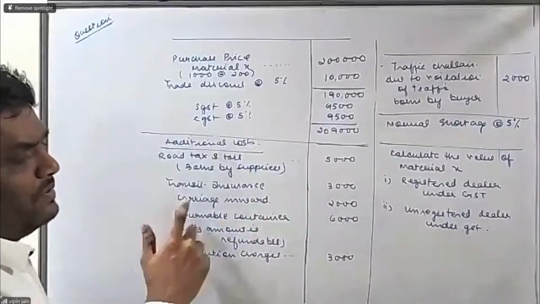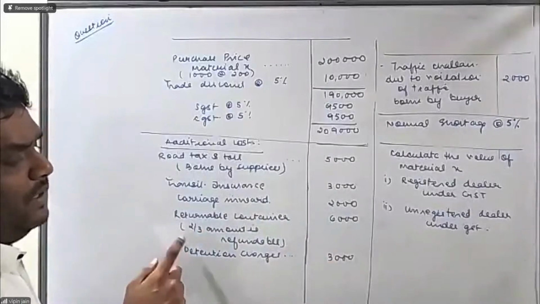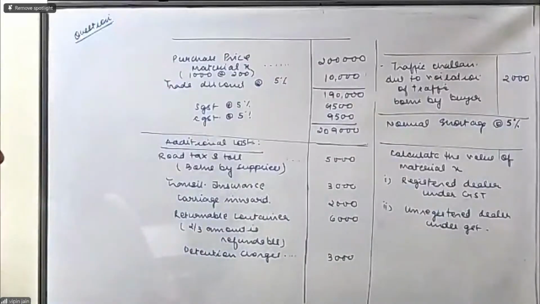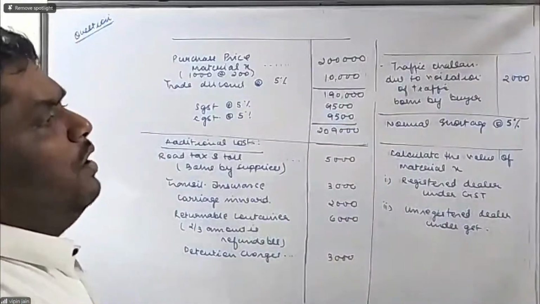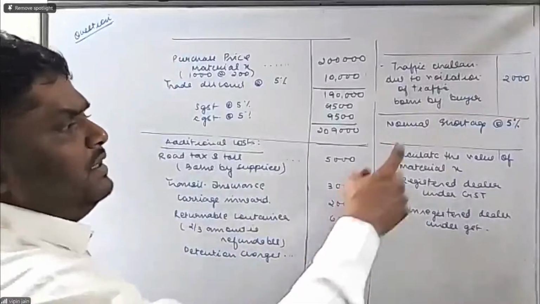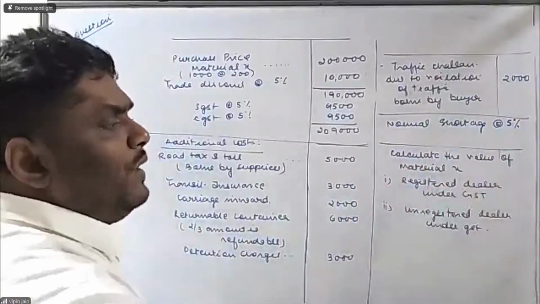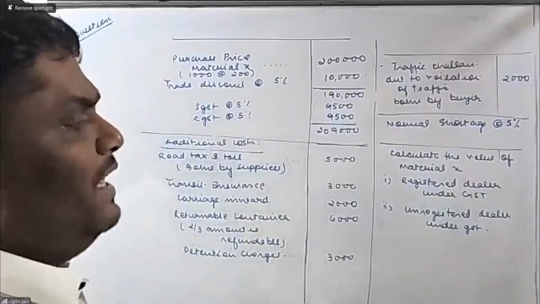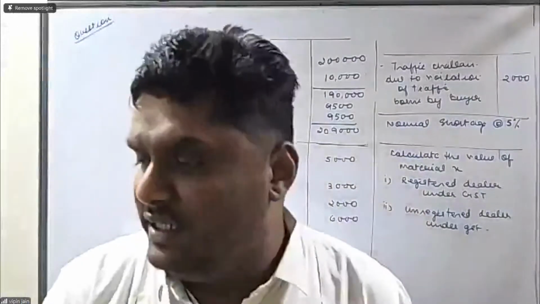Transit insurance 3,000. Carriage inward 2,000. Returnable containers are 6,000. Two-thirds amount is refundable. Detention charges are 3,000. Now, traffic challan due to violation of traffic rules borne by the buyer, that is our company, that is 2,000. The normal shortage is at the rate of 5%. You are required to calculate the value of material X if the dealer is a registered dealer and if it is an unregistered dealer under GST.